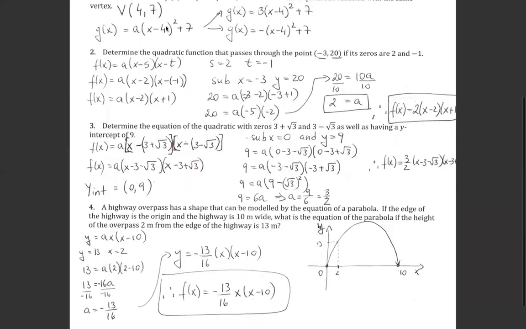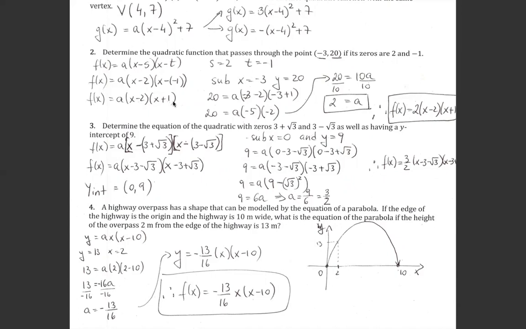Number 2, determine the quadratic function that passes through the point (-3, 20) and has its zeros at 2 and -1. Because we know the zeros, it doesn't really make sense to use the vertex form. So we're going to use the factored form, which is a(x - s)(x - t). And s is 2 and t is -1, which means that my function looks like a(x - 2)(x - (-1)). So essentially, f(x) = a(x - 2)(x + 1).